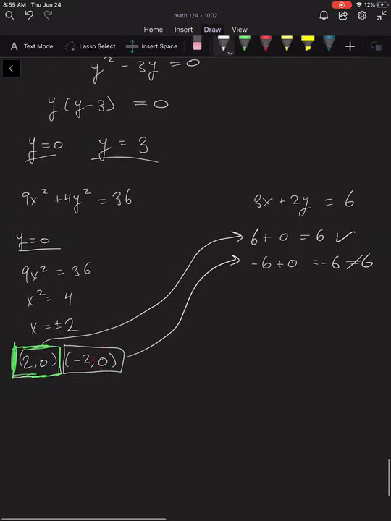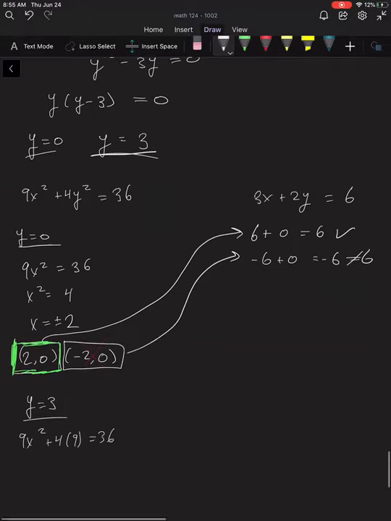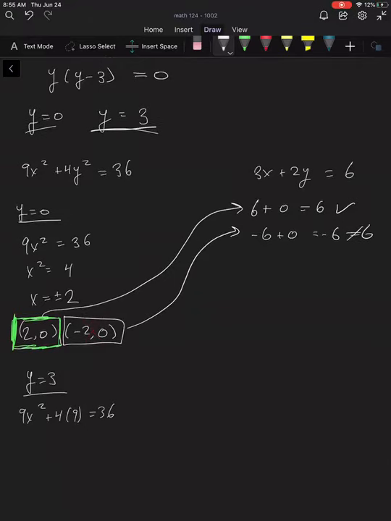Okay, so now what was the other y value? We got over here a y value of 3. So let's see what happens when we plug y is equal to 3 in. Again, we're plugging it into this equation, we will get 9x squared plus 4 times 3 squared, which is 9, is equal to 36. So 4 times 9 is 36, subtract it over, we get 0. So we get 9x squared is equal to 0, and we just get x is equal to 0. So we get the point 0 comma 0.